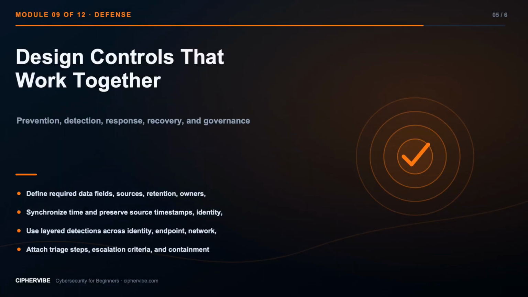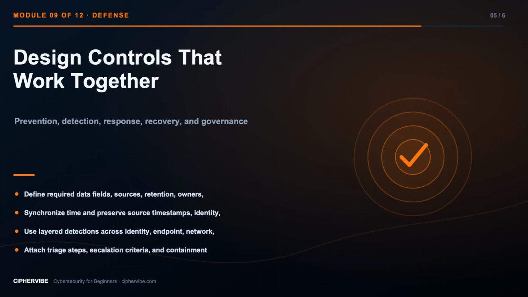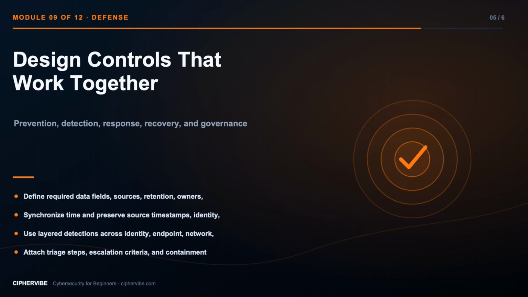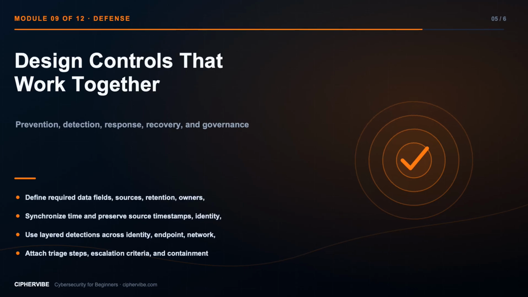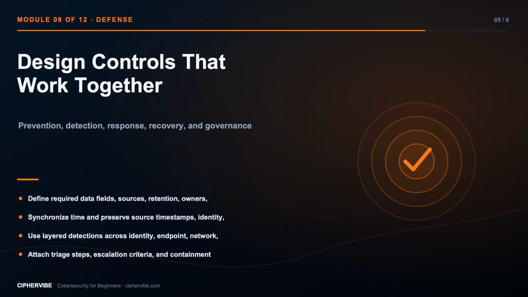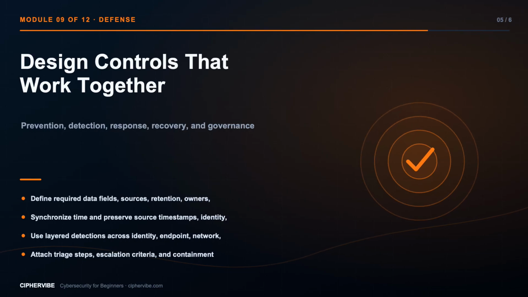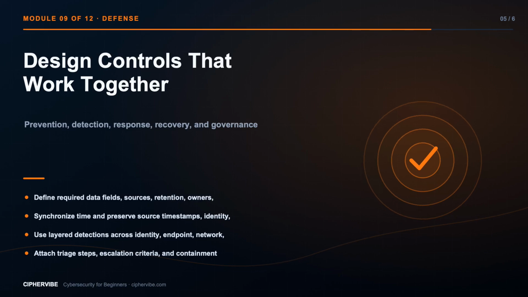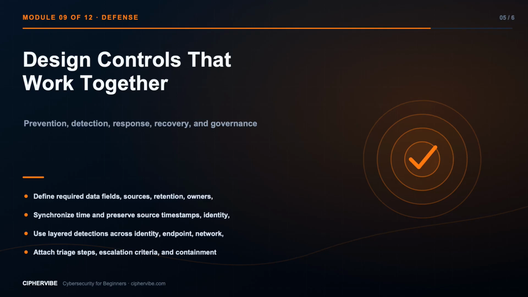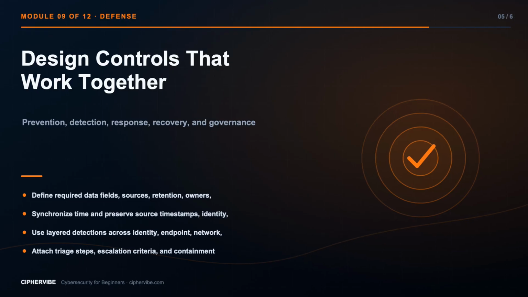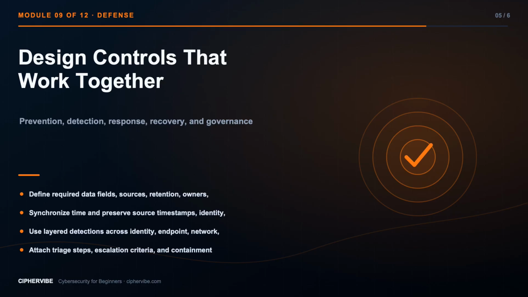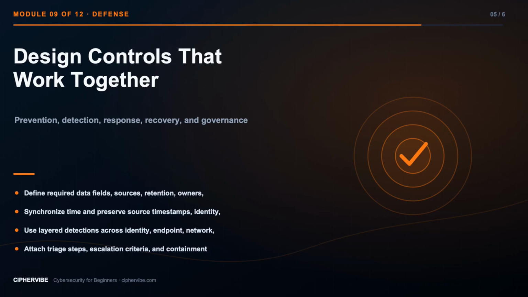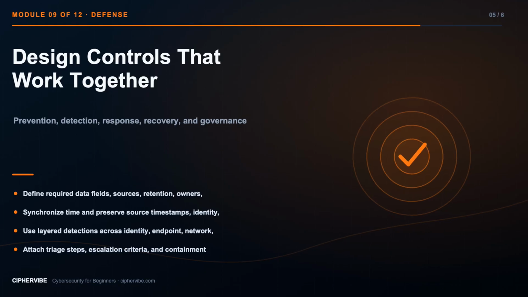Reliable security uses layers because no single control can prevent every failure. First, define required data fields, sources, retention, owners, and health indicators. Second, synchronize time and preserve source timestamps, identity, and provenance. Third, use layered detections across identity, endpoint, network, application, and cloud evidence. Fourth, attach triage steps, escalation criteria, and containment options to important alerts. Fifth, test detections continuously and govern access to sensitive telemetry.